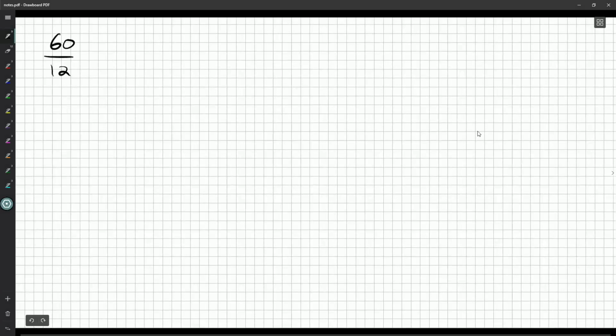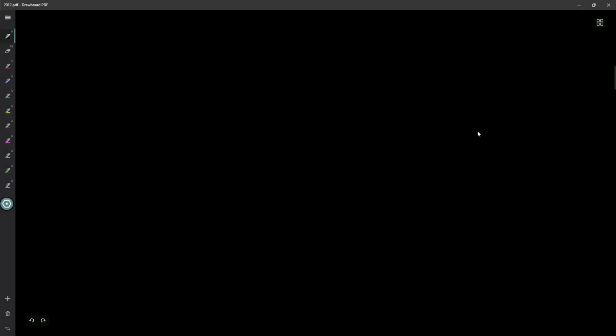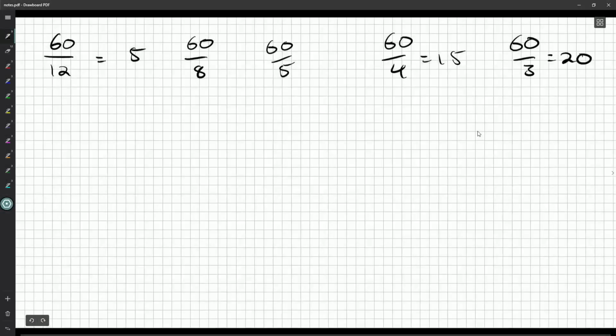60 over 12. Grab your calculator, do 60 divided by 12, you'll get 5. 60 over 4, as I said, is 15. There was 60 over 8. I think in the middle was 60 over 5. And then I think at the end it was 60 over 3, or was it 60 over 2? 60 over 3. So each of these can be simplified, and if you check them, you can grab your calculator. It doesn't take too long to find that 60 over 8 will be 7.5, which is not an integer.